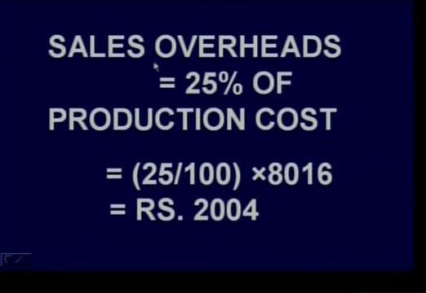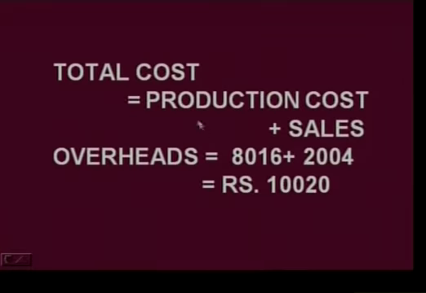In the given problem, sales overheads are 25% of production cost. 25% means 25 by 100 into 8,016. By calculation, the value becomes 2,004 rupees. Total cost is the sum of production cost and sales overheads. So, production cost is 8,016, sales overhead is 2,004. By adding these two items, the value becomes 10,020 rupees.